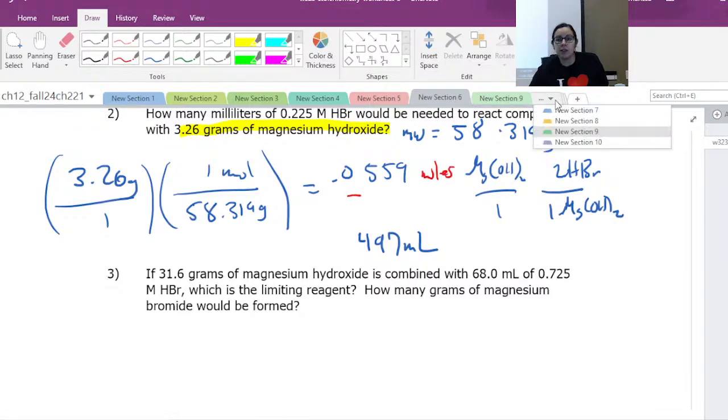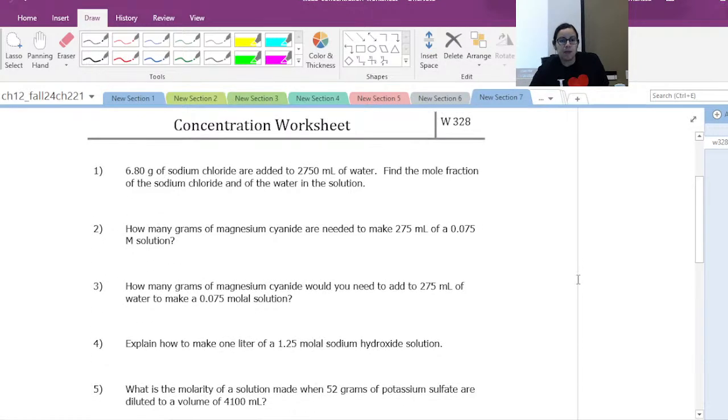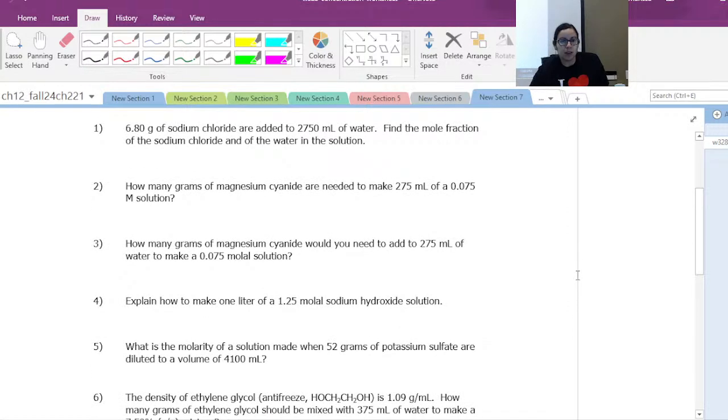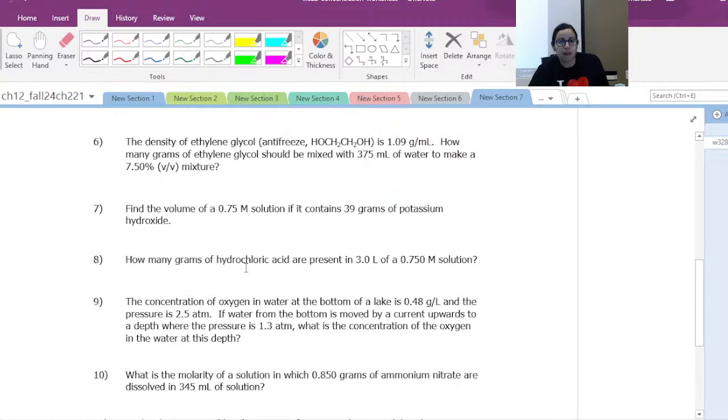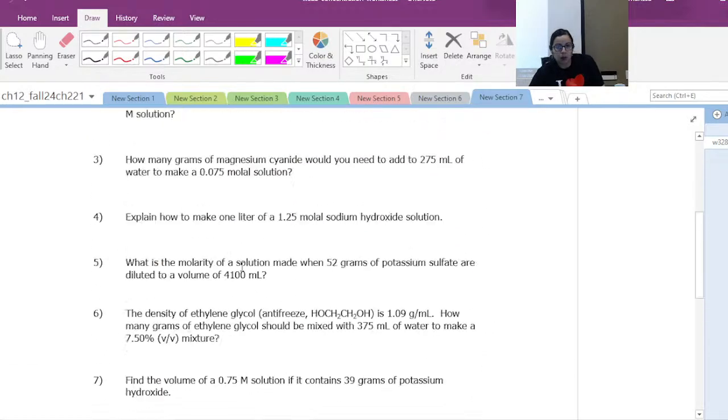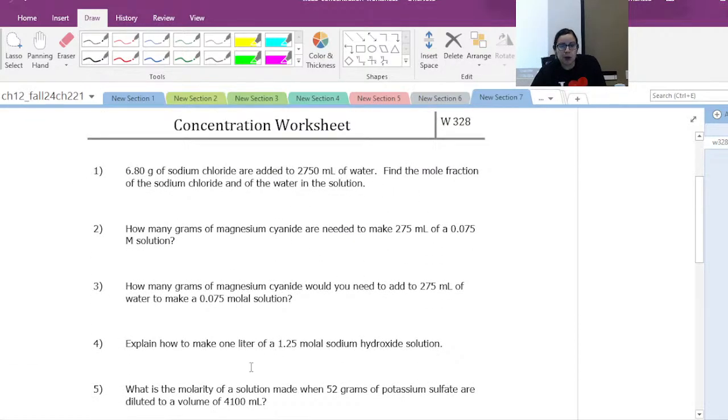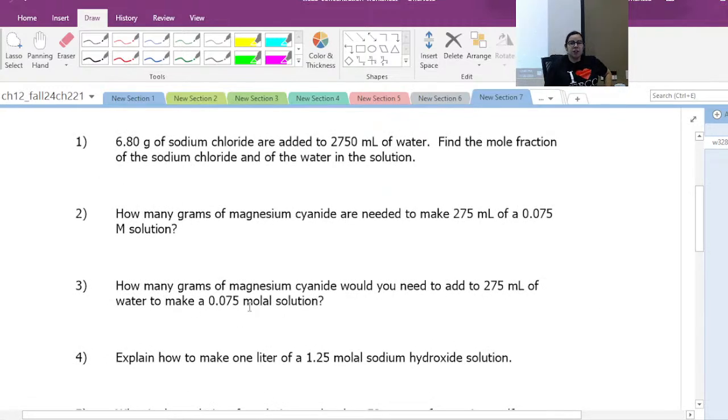Let's try some other types of problems. So we haven't quite talked about weight per volume and all that. We'll mainly focus on molarity. Let's practice a basic one here. How many grams of magnesium cyanide are needed to make 275 milliliters of a 0.075 molar solution?